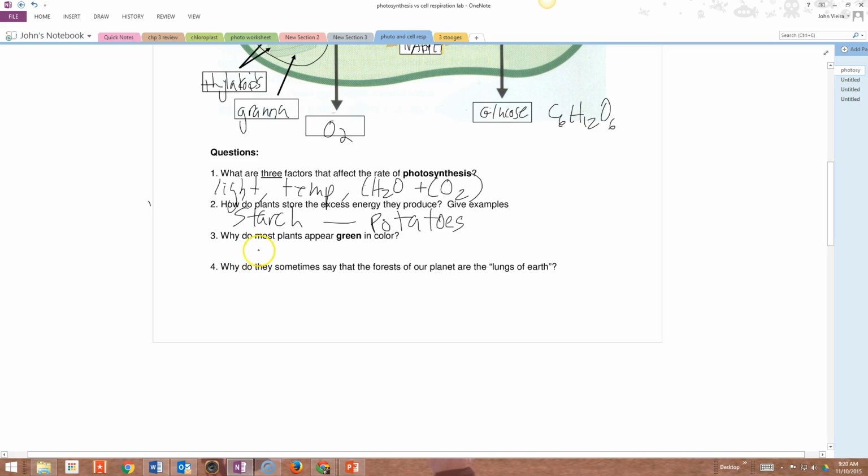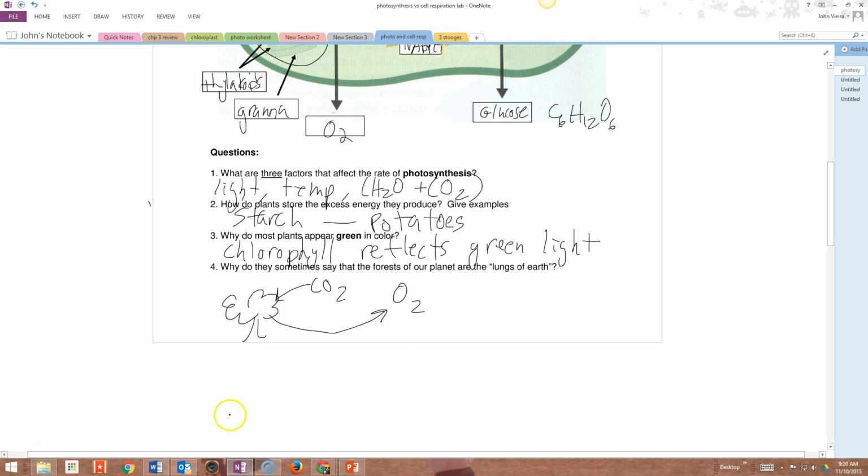Why do most plants appear green in color? Because of chlorophyll. Let me spell chlorophyll right. Chlorophyll reflects green light. Why do they sometimes say forests are the lungs of the earth? Because they take in carbon dioxide gas and they release oxygen so that we can breathe in.